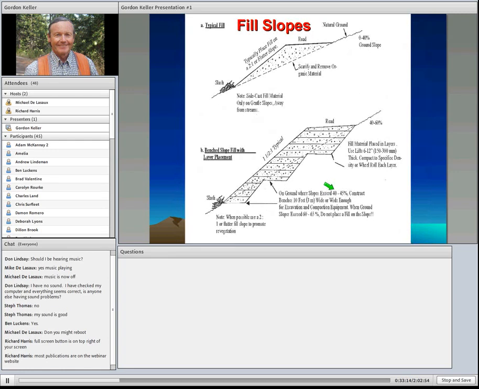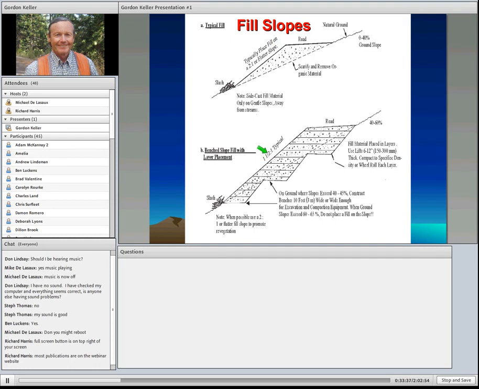Fill slopes, the other side of the road. Again, probably the most common fill slope angle you run into is, say, a 2-to-1 slope. And the advantage of a 2-to-1 is that it can help promote revegetation. This is just based on the strength of most soils. Soils will stand typically at a 1.5-to-1, but it's a little harder to get vegetation going.